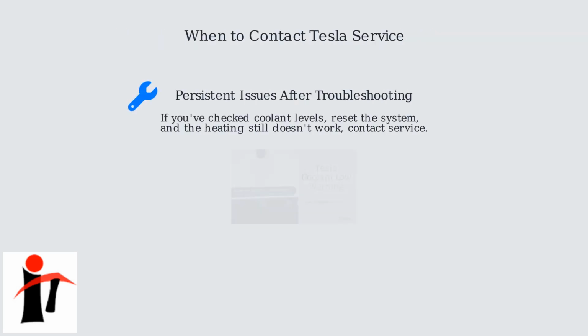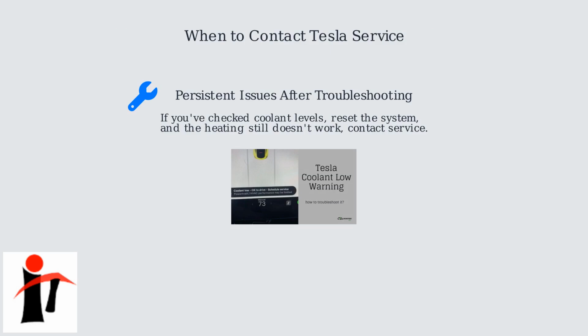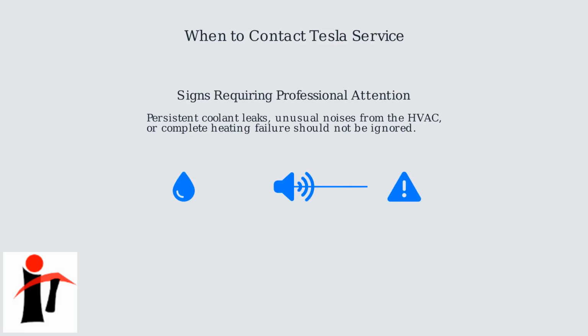If you've tried the troubleshooting steps and the issue persists, it's time to contact Tesla service. Persistent coolant leaks, unusual noises from the HVAC system, or complete heating failure warrant professional attention. These signs indicate deeper issues that require expert diagnosis.